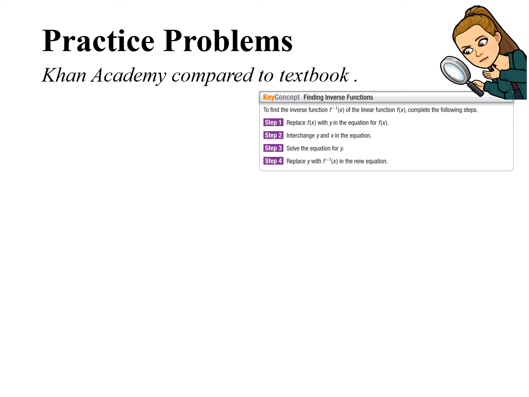So let's just do a little quick think about how our textbook compared to the way Khan Academy finds the inverse. So in Khan Academy, we're going to use a different function here. We'll talk about the function f of x equals, let's say, 3x minus 6 this time. We'll start with this idea.